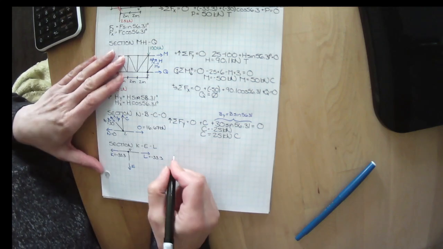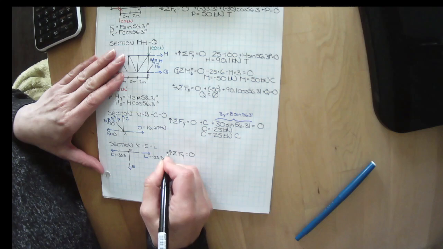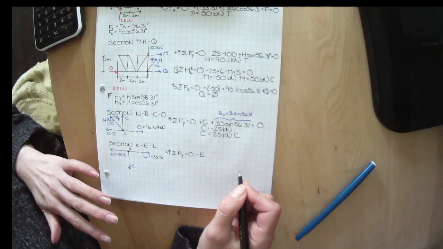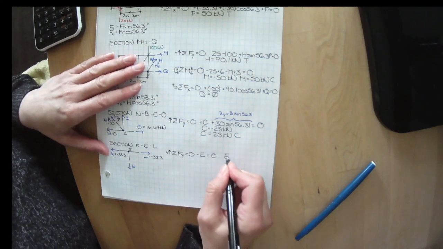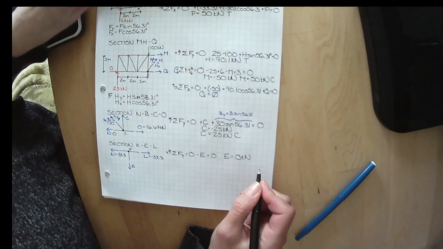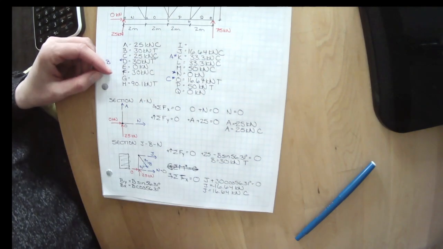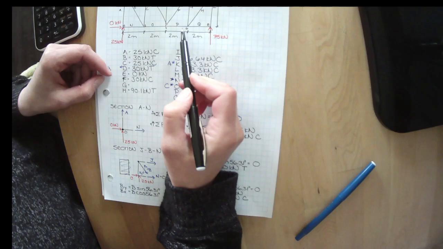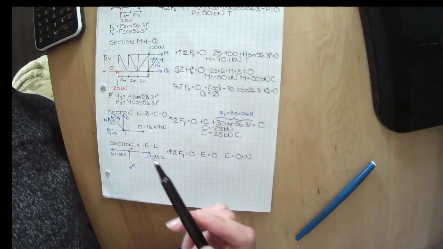E, we don't know. Let's sum our forces in the y direction, where everything upwards is positive. We've got minus E. There's nothing else in the y direction. E equals 0 kilonewtons. So E equals 0 kilonewtons. We still have two unknowns, G and I. Let's make a cut through P, G, H, and Q.